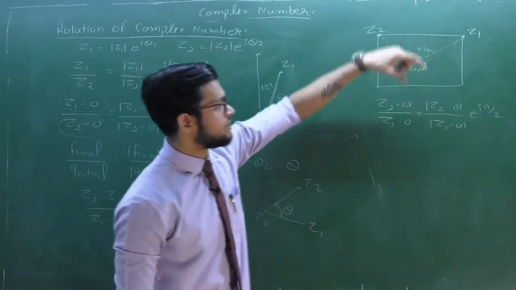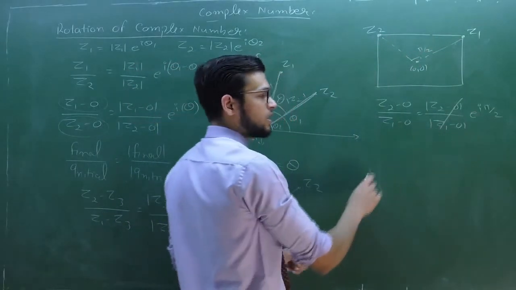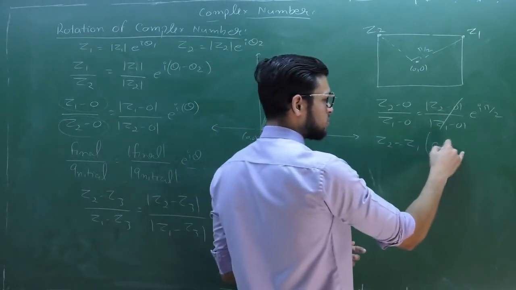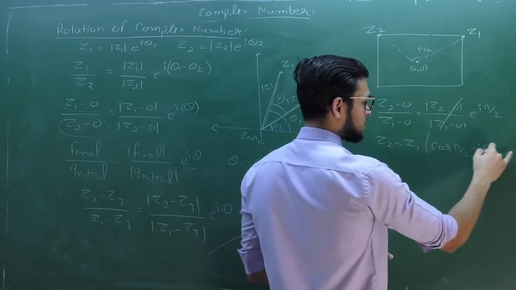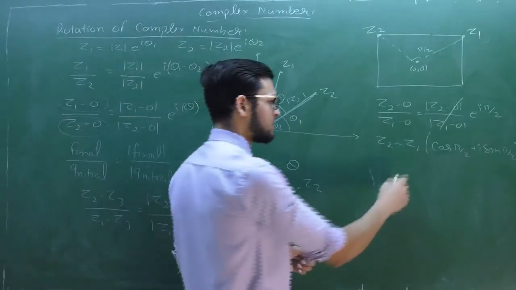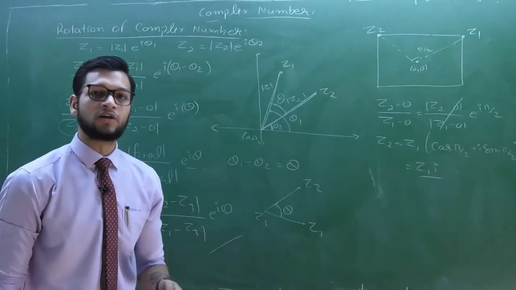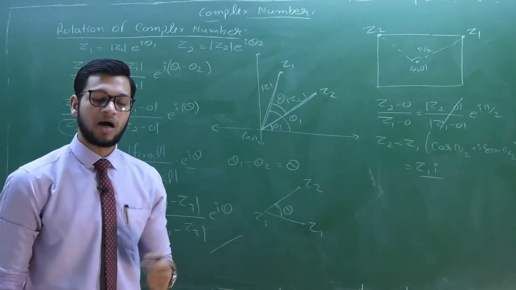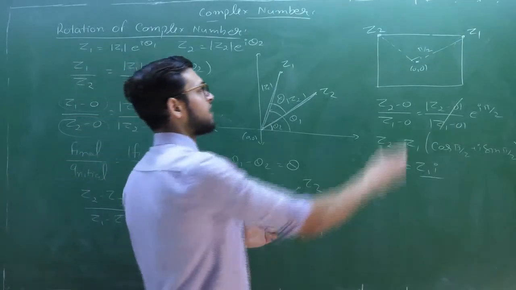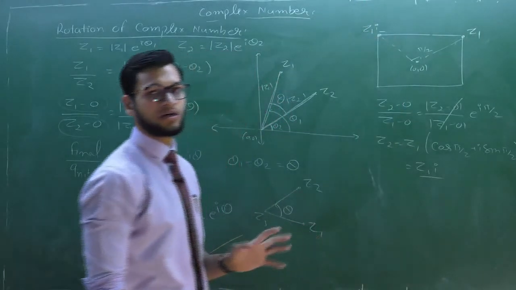Now we can clearly say that mod of z1 will definitely equal mod of z2, so this term will equal 1. So now z2 will be equal to z1 e to the power iota pi by 2, which is equal to cos pi by 2 plus iota sin pi by 2. Cos pi by 2 is 0, sin pi by 2 is 1. It means that term will be equal to z1 multiplied by iota. It means if we rotate any complex number about origin in anti-clockwise direction by 90 degree, then the final complex number will be equal to z1 multiplied by iota. We just need to multiply by iota, that's it.